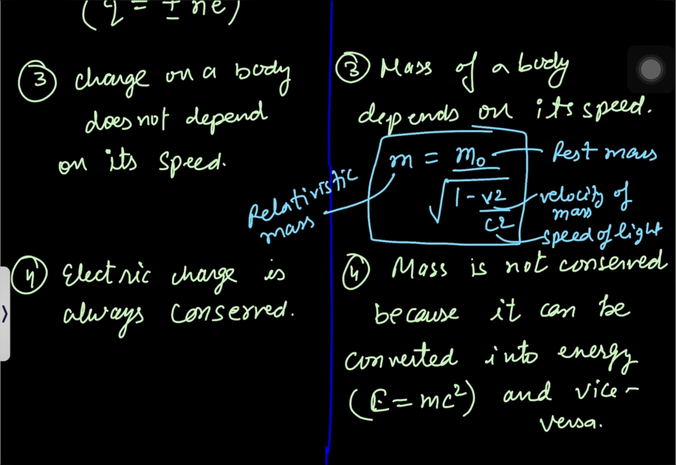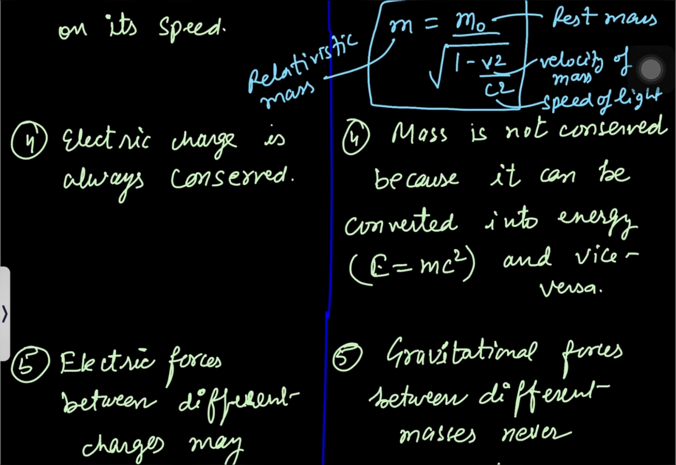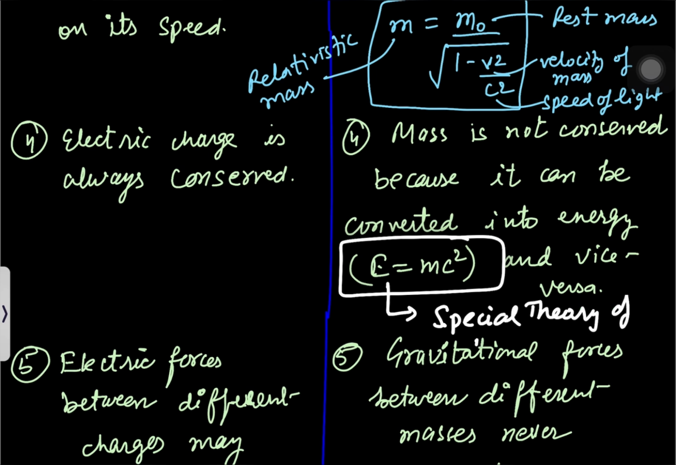This concept was given by Albert Einstein. Electric charge is always conserved, so here we talk about the law of conservation of charges. But mass is not conserved because it can be converted into energy and vice versa. Energy can be converted back into mass. This was given by the famous energy mass equivalence relation E is equal to mc square by Albert Einstein. And this is studied in another branch of physics that is referred to as special theory of relativity.